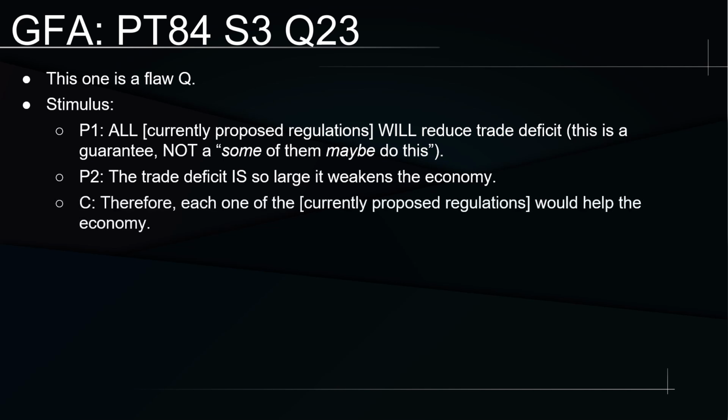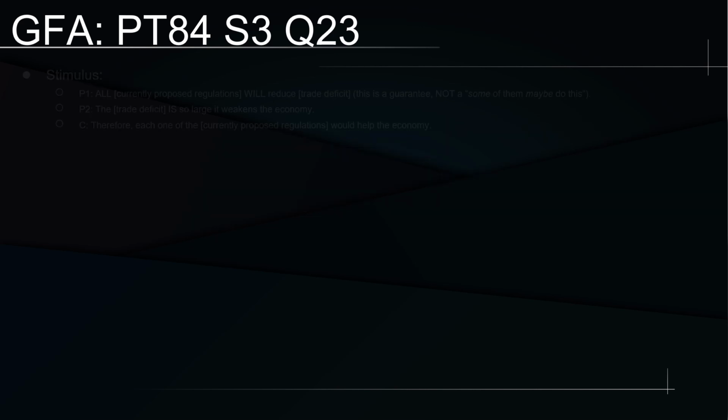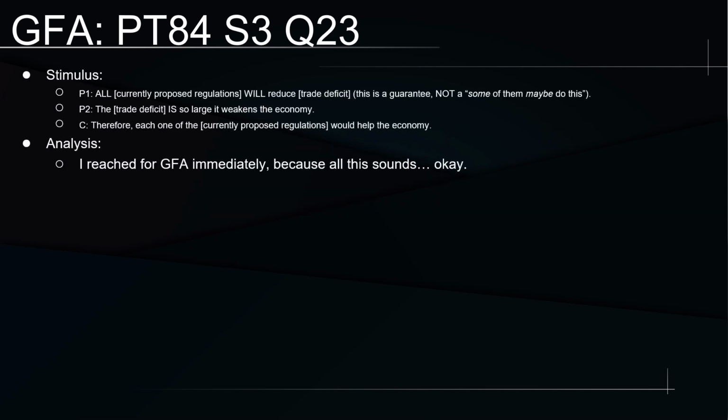Our conclusion is, therefore, each one of the currently proposed regulations would help the economy. And that's a problem for me because both premise one and premise two are just spitting straight up facts. There's no wiggle room. There's no maybe some. There's none of that. It's all just this does happen. This does happen. This is the case. And the conclusion takes a similar stance, that this would be the case. That there's similarly no wishy-washiness. So my analysis of that stimulus is that I reached for the GFA immediately because all of this sounds okay to me.